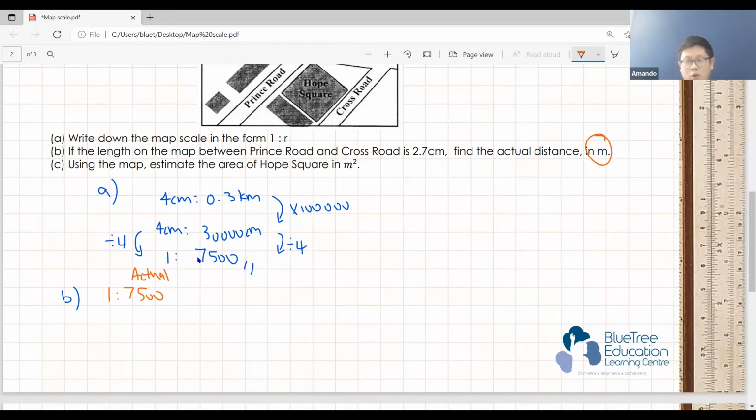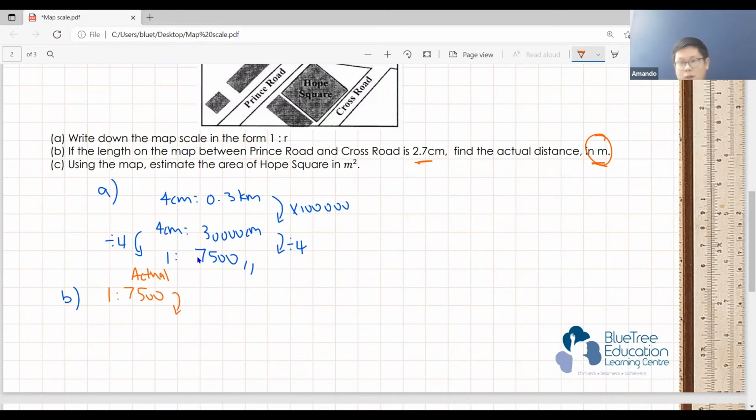I always want to make sure of that first before I link to this 2.7 cm, because that will immediately help us get nearer to the answer. I like to do that, but some of the students prefer to do it after. That means they find the actual in cm first before they convert to meters. Okay, so it's up to you, but personally, I like to get this done first, once and for all.